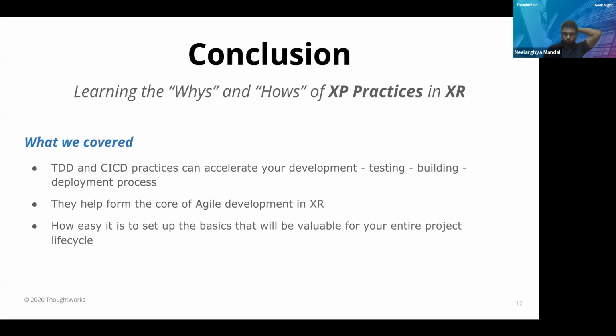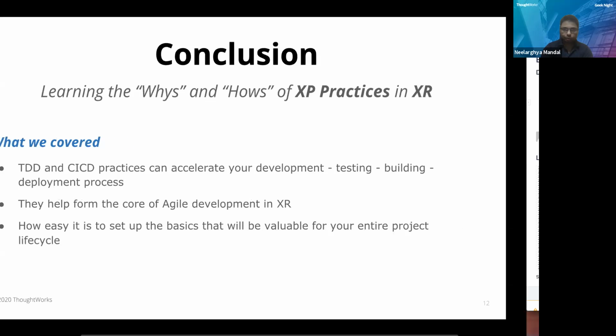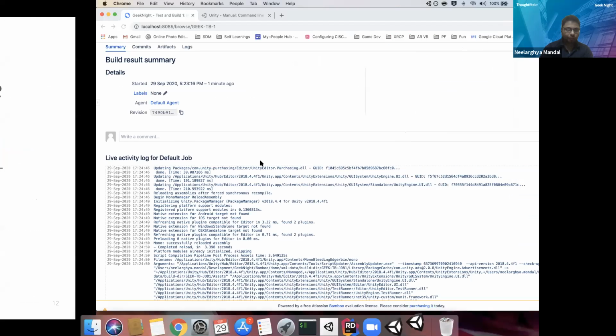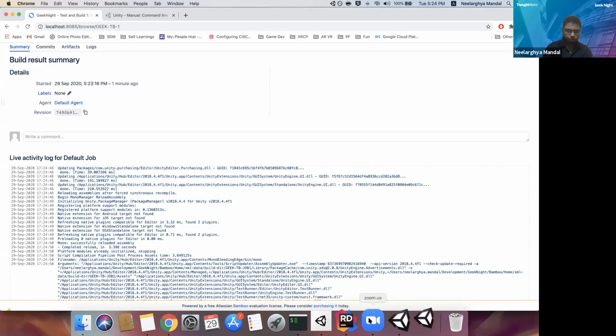So in conclusion, what we went through today are mostly the whys and hows of XP practices in XR. Things like why TDD or CI/CD is required, and how it helps you in development and keeping your projects agile, and also how you set up your own TDD or your own CI/CD pipelines and builds and all of that. Okay, so yeah, if you have questions, feel free to post them.